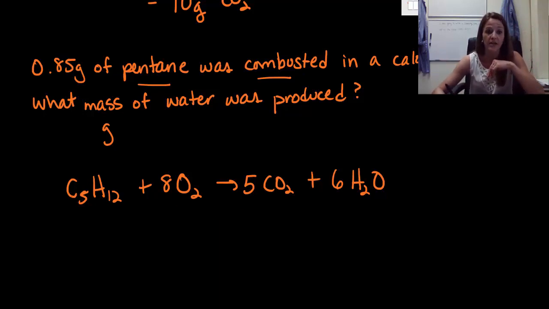Check your balanced equation. 5 carbons, so 5 on this side, 5 on this side. 12 hydrogens here, 12 hydrogens here, 16 oxygens here. We have 10 plus 6 gives us 16. That checks. We're good to go. Always, always, always check it. I cannot reiterate that enough.